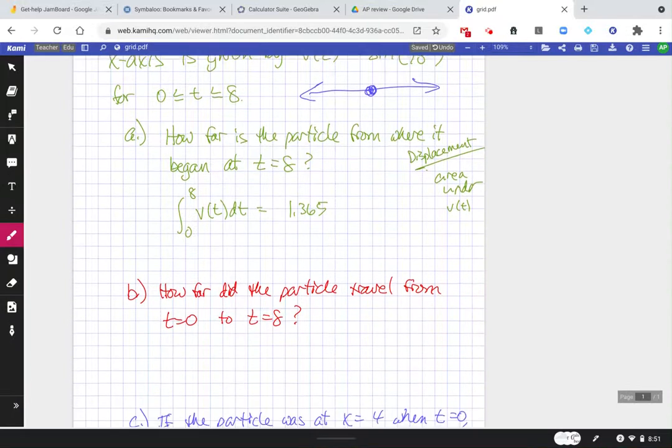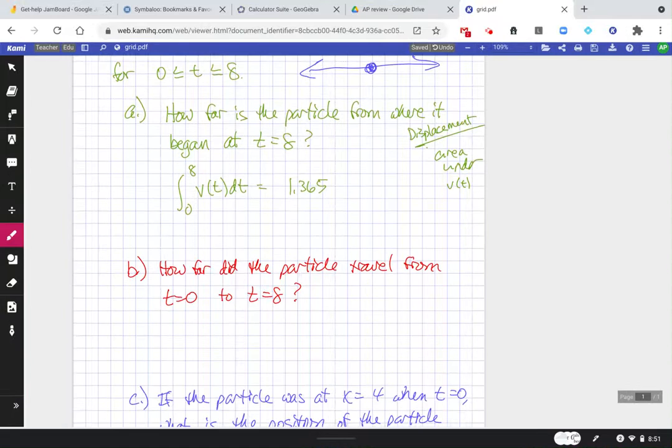Okay, so let's shift gears now. What about part B? How far did the particle travel from 0 to 8? How far did it go? Well, now we're talking about distance traveled. And when we're talking about distance traveled, that is area under the absolute value of the v of t equation. Or some people are going to call that speed.